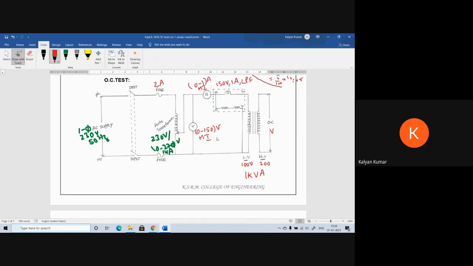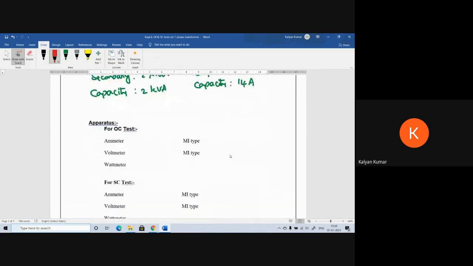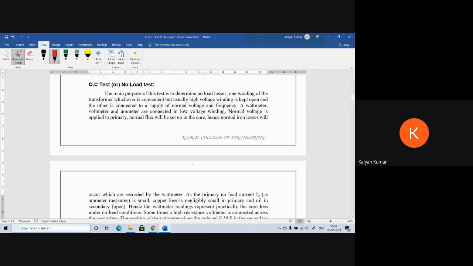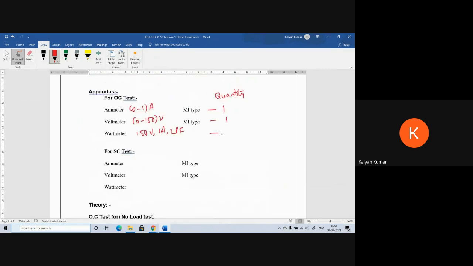Now, after fixing these meter ranges, I'm writing the apparatus here. Ammeter is 0 to 1 amp, MI type, 1 number we require. This is the quantity. Next, voltmeter, 0 to 150 volts, 1 number. Wattmeter, 150 volts, 1 amp, LPF. This is also 1 number required.